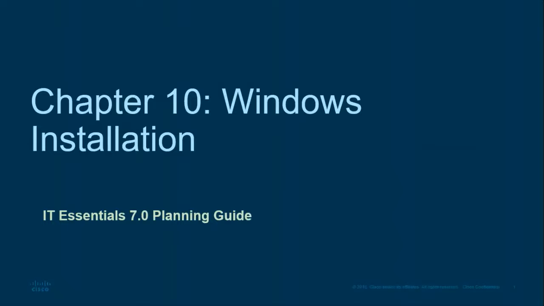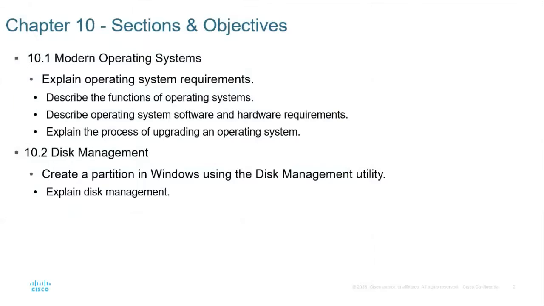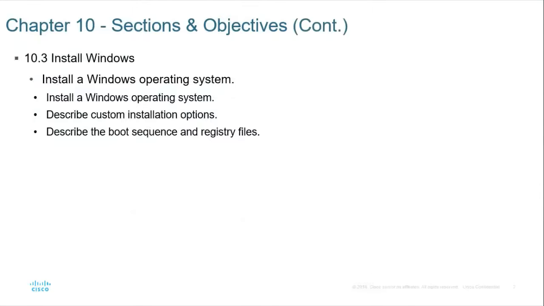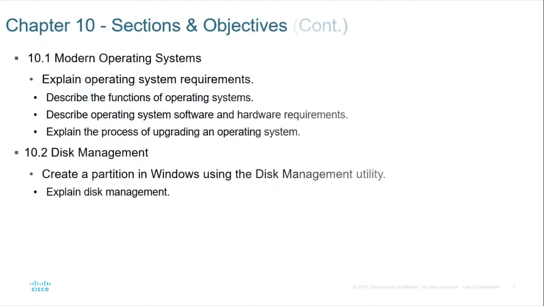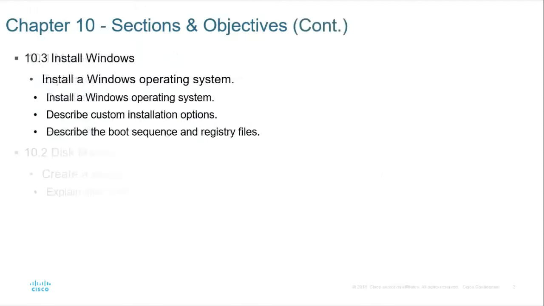This is Chapter 10, Windows Installation. In this chapter, we are going to discuss three sections: 10.1 Modern Operating System, 10.2 Disk Management, and 10.3 Windows Installation. We will cover how to install the Windows 10 operating system, and we will also be discussing the modern operating system and what is meant by disk management.